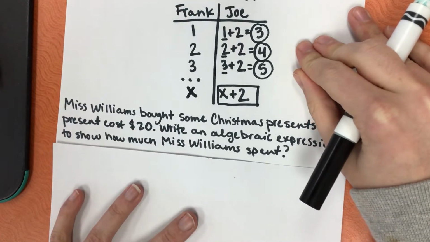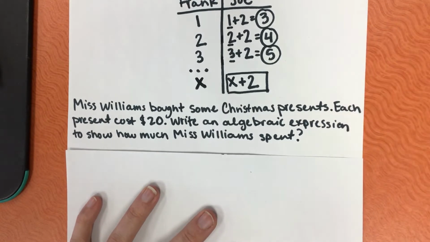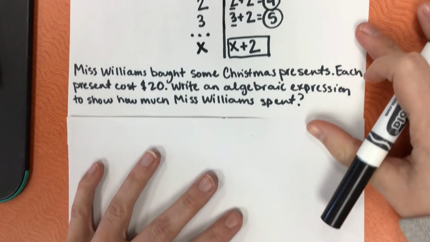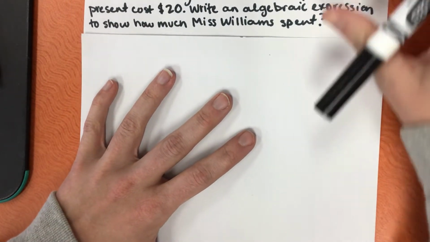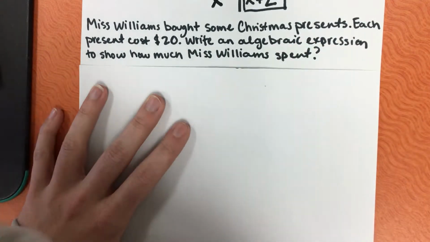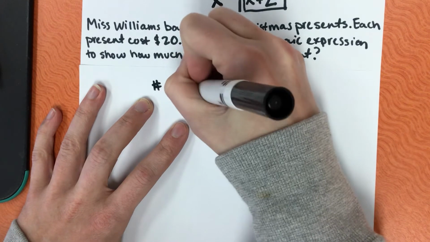This one says, Miss Williams bought some Christmas presents. Each present cost $20. Write an algebraic expression to show how much Miss Williams spent. Okay, so kind of on the same page, we can make a table to show how much money I spent on Christmas presents. One side of my table is going to be my number of presents.